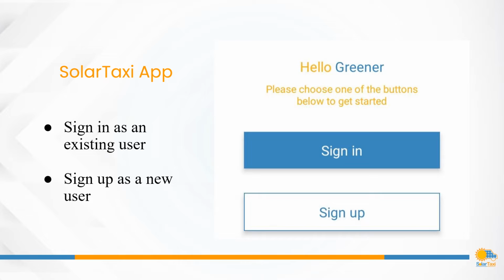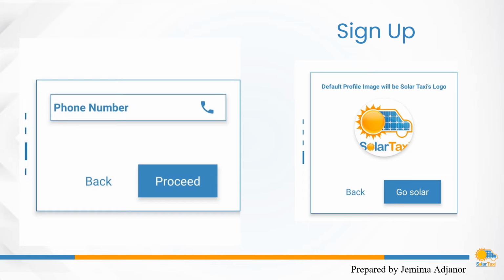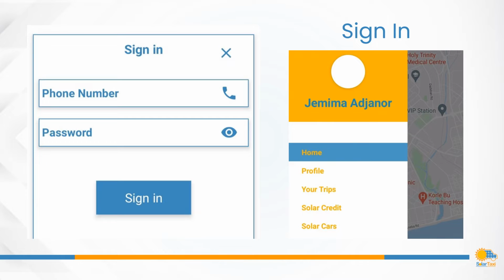Once you have the app, sign in as an existing user. Or if you are a new user, click on the sign up button to sign up and then sign in. To sign up, you will require your name, your email, a password, and phone number, and then you click on Go Solar to register. After registering, you sign in with your phone number and password and click on sign in, and it routes you to the home page.